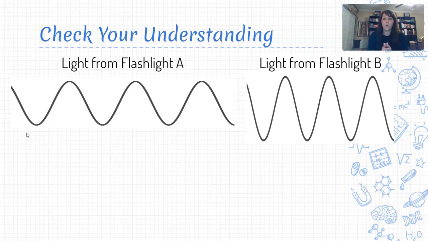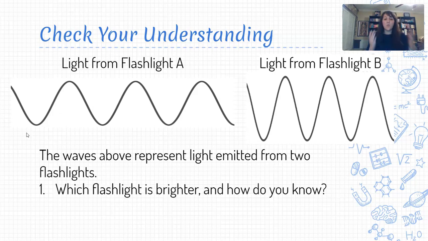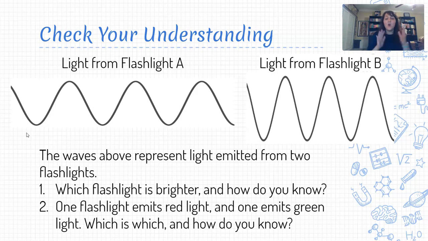Lastly, let's go ahead and do a quick check for understanding. So we have two different waves here, one from flashlight A and one from flashlight B, assuming that these both represent light waves. First question for you is, which flashlight is brighter, flashlight A or flashlight B? Now, brightness of a light wave is reflected in the amplitude or the height of that wave. So I see that flashlight B has a higher amplitude because it's taller, therefore flashlight B must be the brighter flashlight.